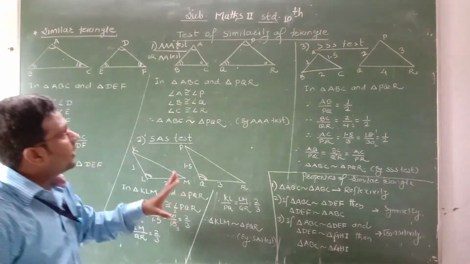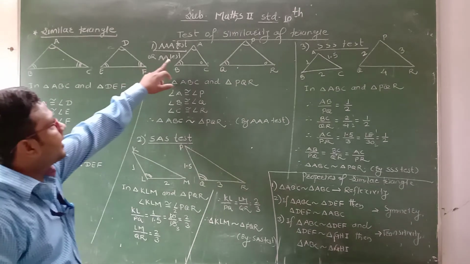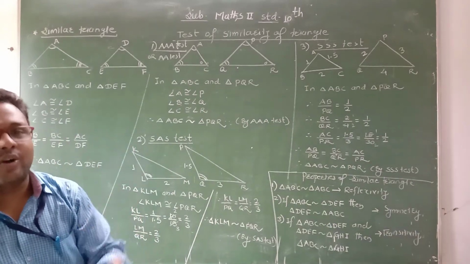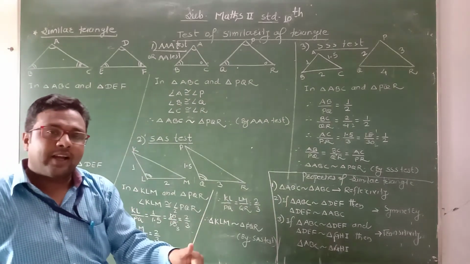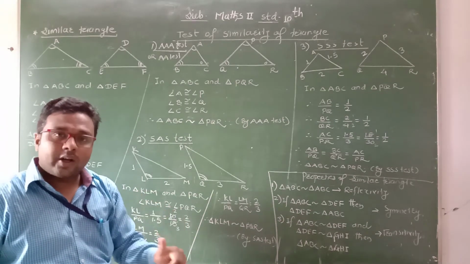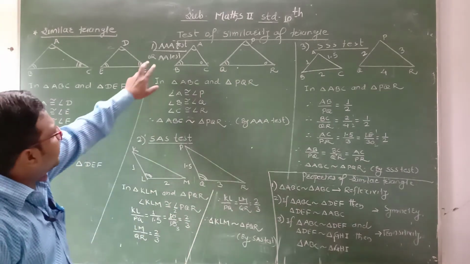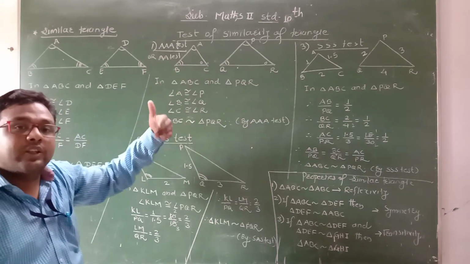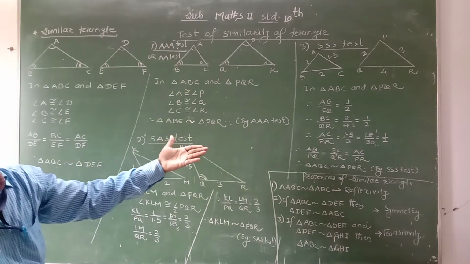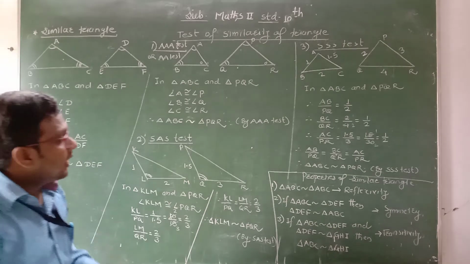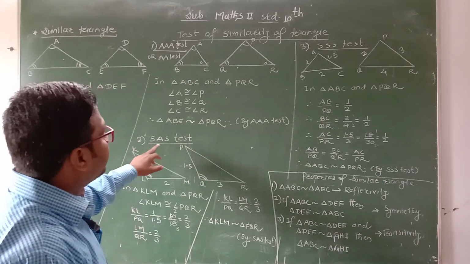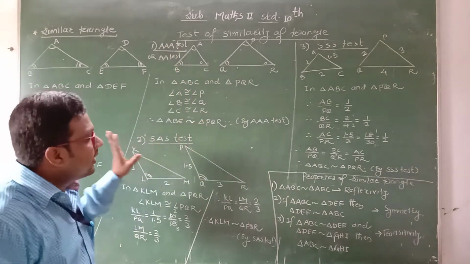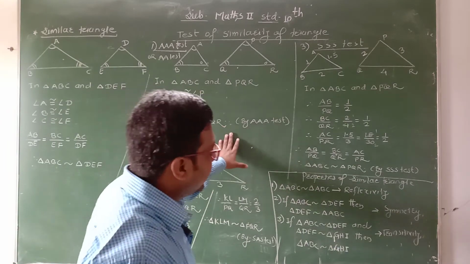Clear? I hope you understand all these three tests. First, the angle test: if two angles of the triangles are congruent, then the third angles automatically will be congruent or equal. If you take only two angles congruent in the given two triangles, then also these two triangles are similar by the angle test, isn't it? Next property is the side angle side test, and the third one is the side test. Remember these tests for the similarity of the triangle.